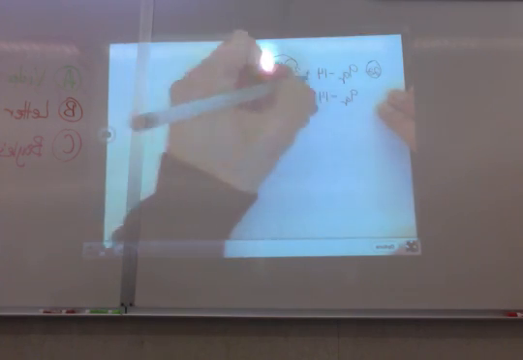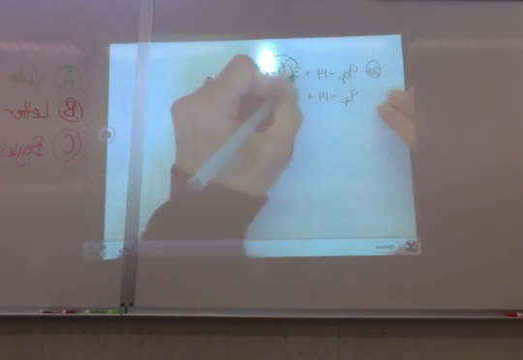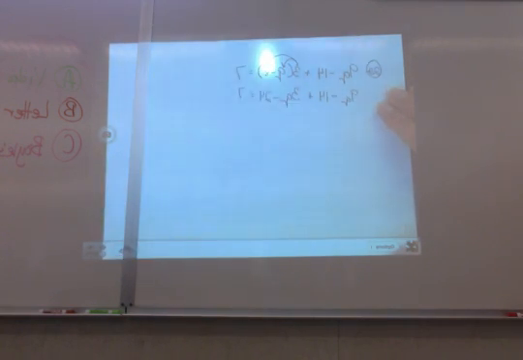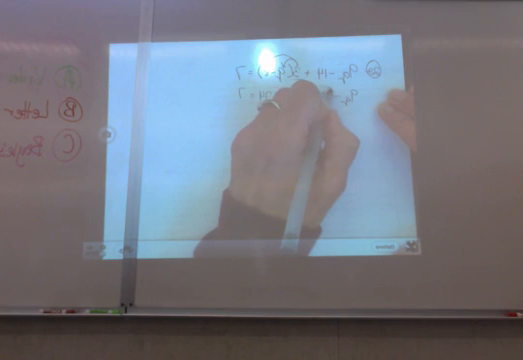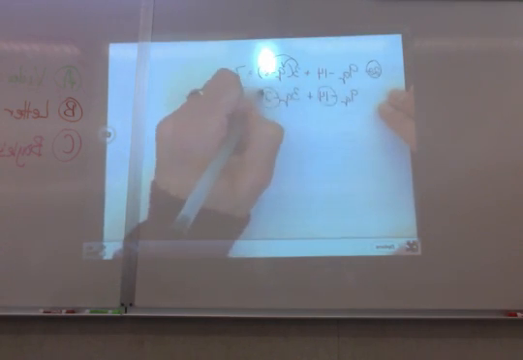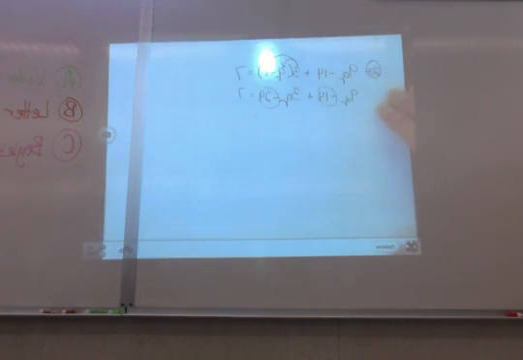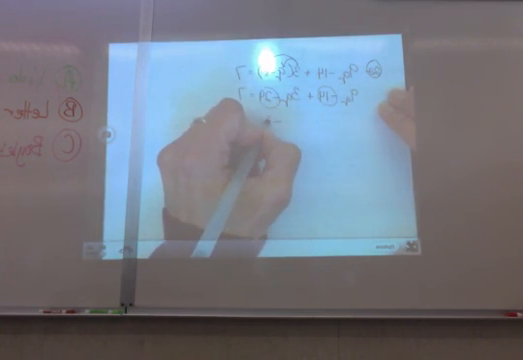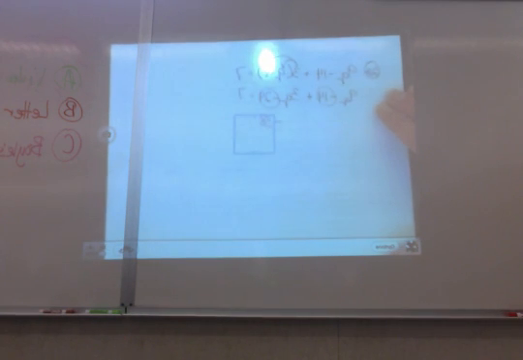3 times Q, 3 times -8. Now I have 4 terms on this side, and I can add some together. What can I add? This and this. They're both numbers without a Q. -14, -24 is going to be -38. The negative doesn't go away when you're adding.